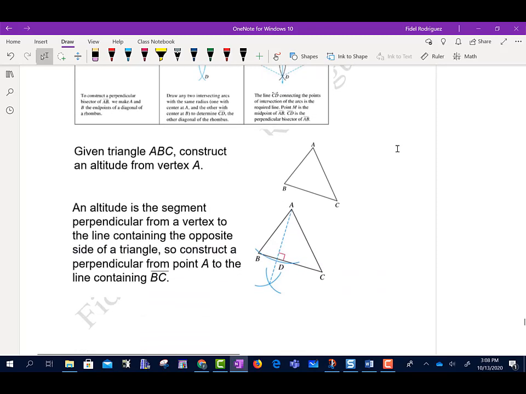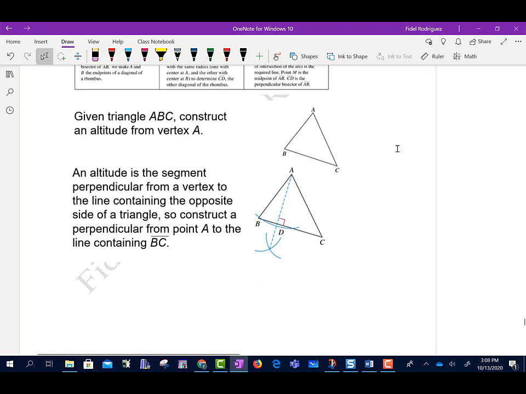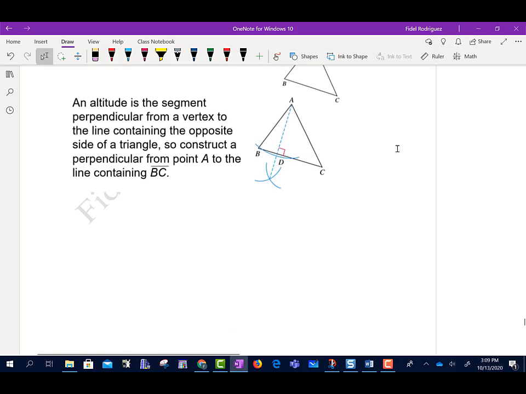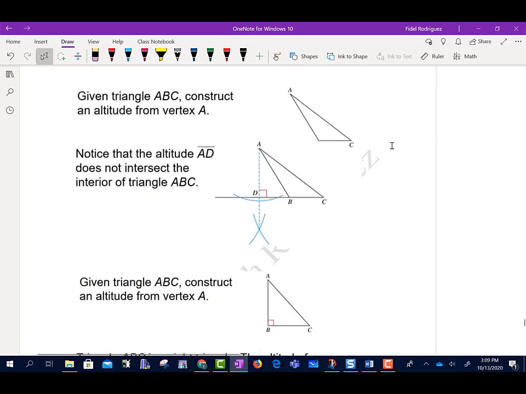Given triangle ABC, construct an altitude from vertex A. It says an altitude is the segment perpendicular from the vertex to the line containing the opposite side of the triangle. So construct a perpendicular from point A to the line containing line segment BC. Notice that the altitude, line segment AD, does not intersect the interior of triangle ABC.